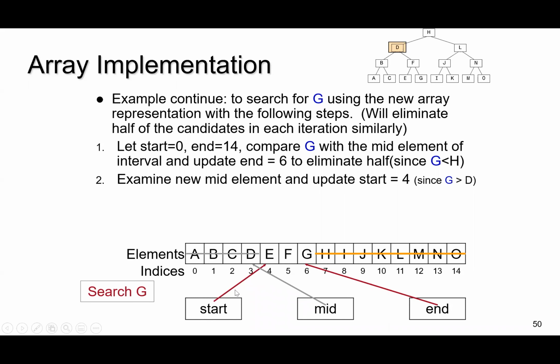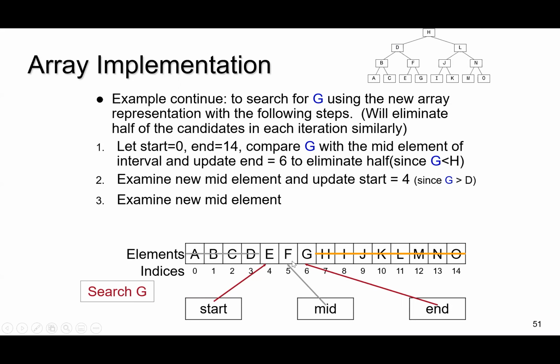Because my start changed, I have to calculate my new mid again. How to calculate? Use the same formula. 4 plus 6 divided by 2. Your new mid will be 5. 4 plus 6 is 10, divided by 2 is 5. So when you get this 5, your new mid, F, I'm going to compare with the target again, and F is also not G.